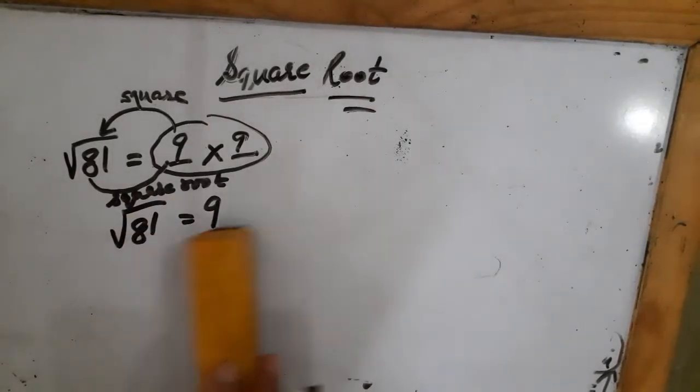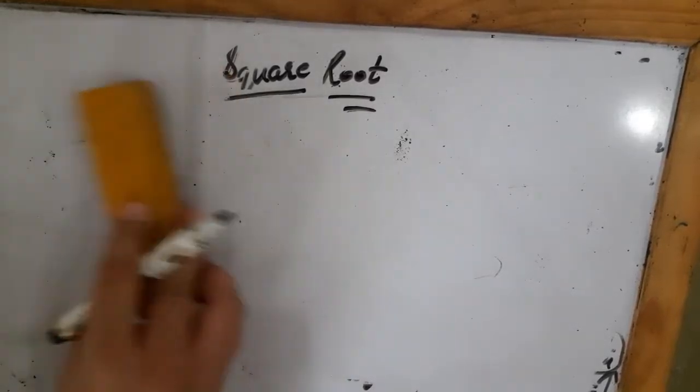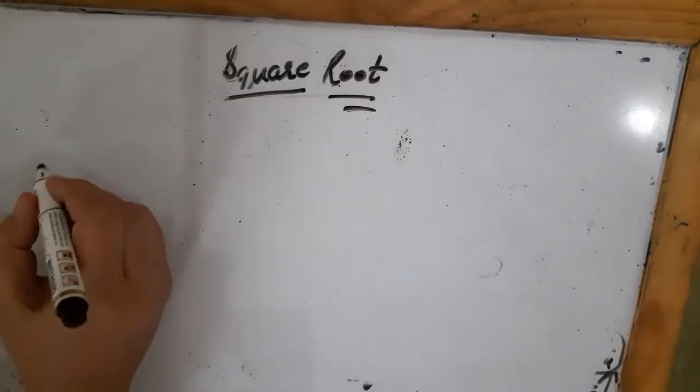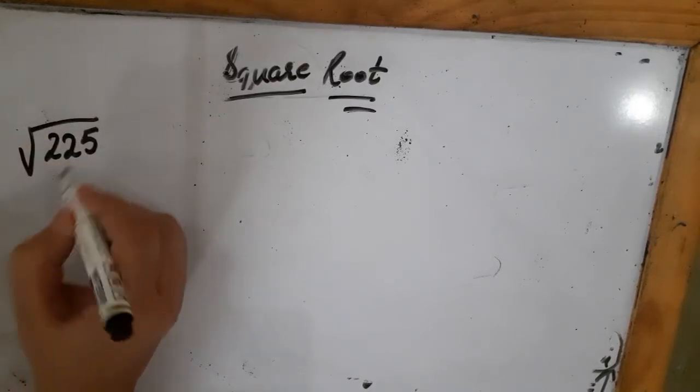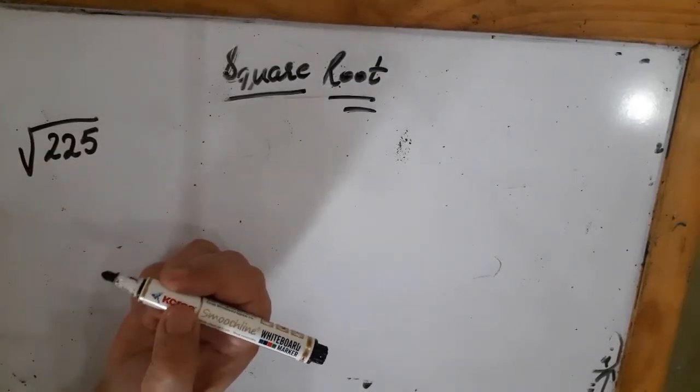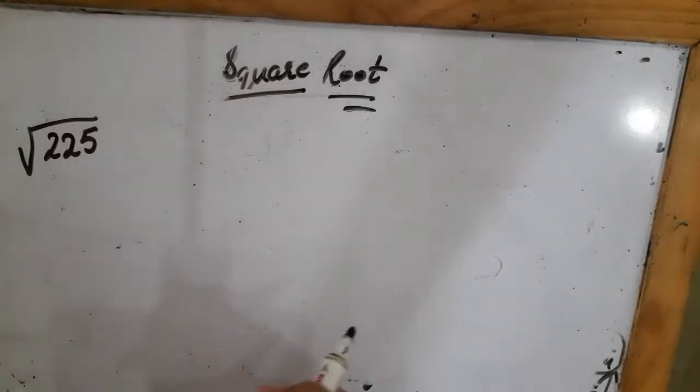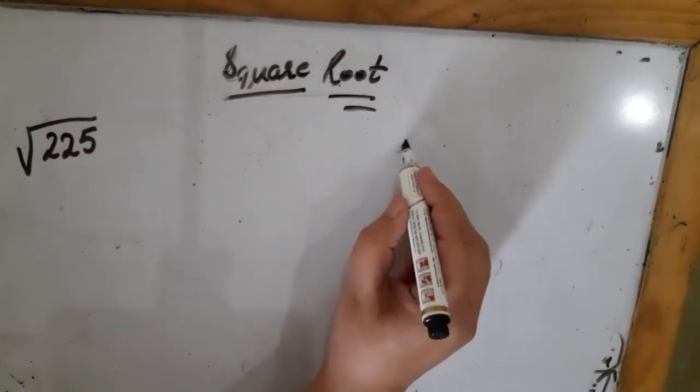Now these are small numbers, you can easily find them out. Suppose I give you a big number like 225. You have to find the square root of 225. So how will you find it? You can find it by the method of prime factorization.